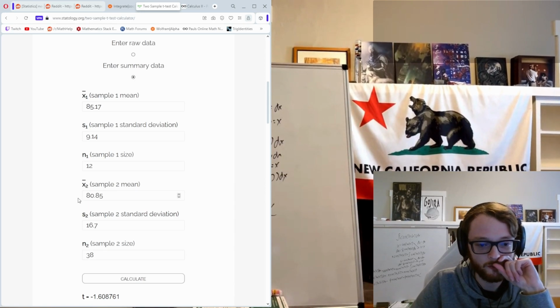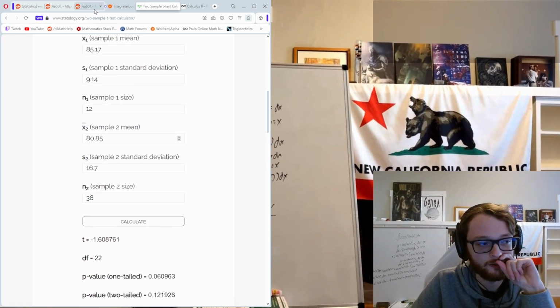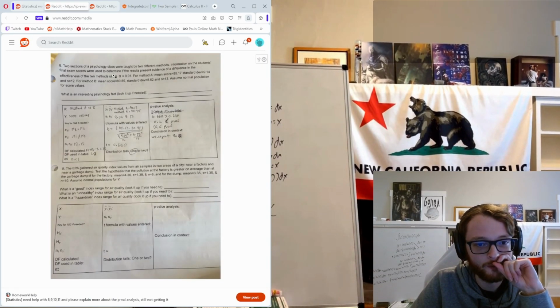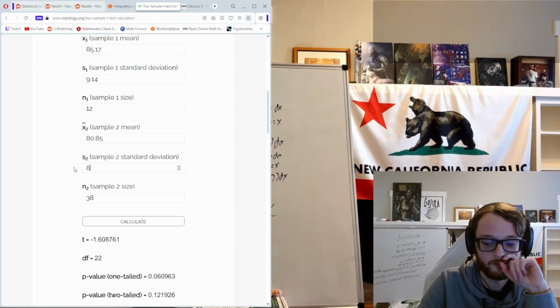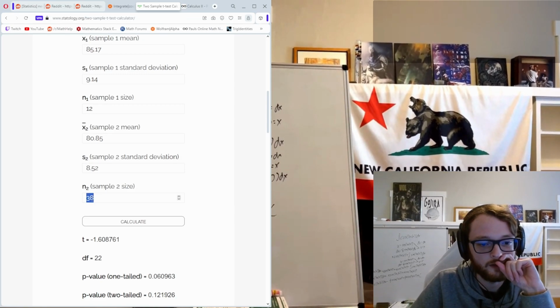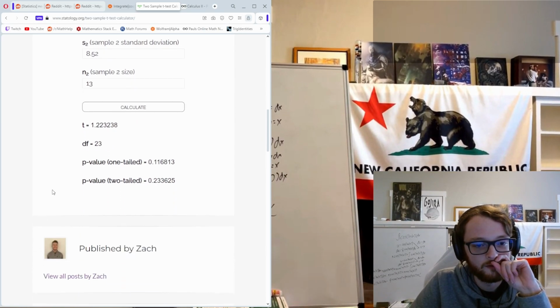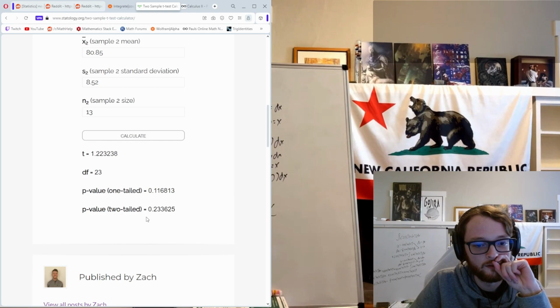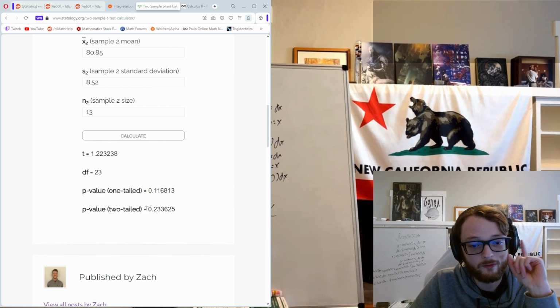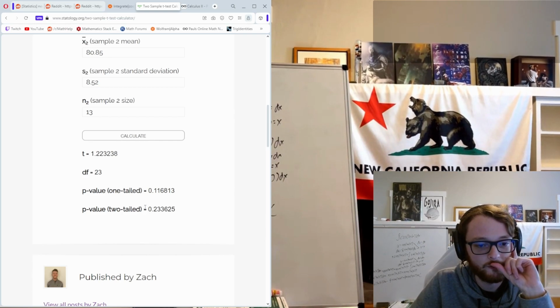I'm not going to check all their other problems on the sheet, but since they showed their attempt for number 8, I'm going to check this one pretty thoroughly. The rest I'll just read and see if I can give general hints. Calculate. So for either one-tailed or two-tailed, we would fail to reject here.